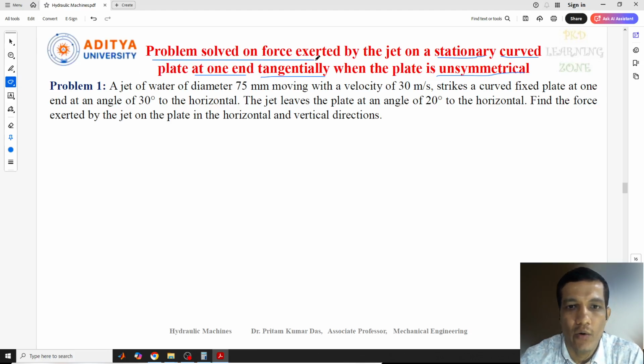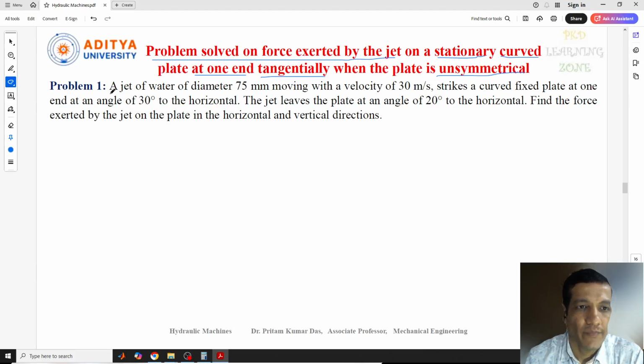You can see how the equation was derived for the force exerted by the jet on the stationary curved plate at one end tangentially, when the plate is symmetrical and when the plate is unsymmetrical. But here the problem is given based on the unsymmetrical conditions. Let's find out from this question how to identify whether the problem is symmetrical or unsymmetrical, whether it is based on a curved plate, flat plate or inclined plate, and whether it belongs to stationary or moving.